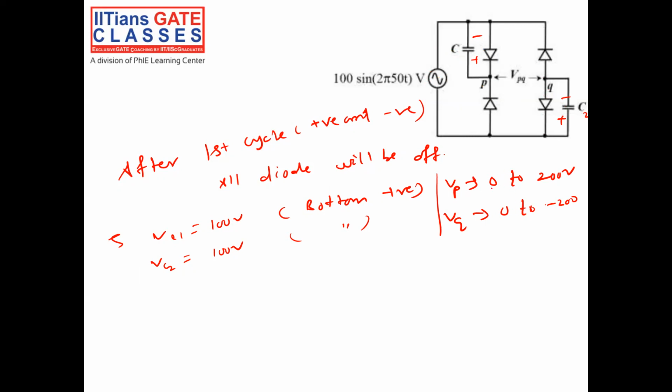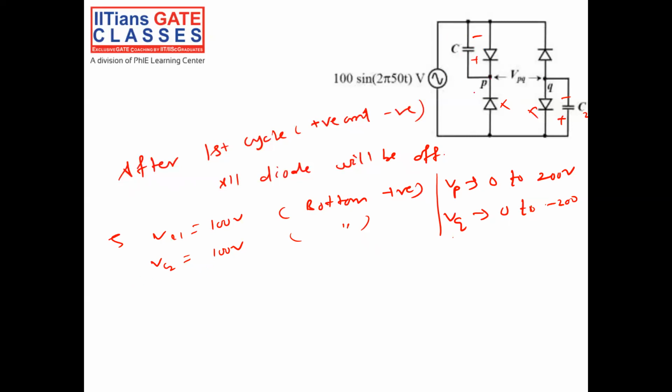So since VP is varying from 0 to 200 volt, this will be off. This will be off, and since VQ is varying from 0 to minus 200, this will be off. Okay, so after the first half cycle, all diodes will be off. Now, what is VP minus VQ? So what is VP? Let us go like this. VP is nothing but VP minus 100.